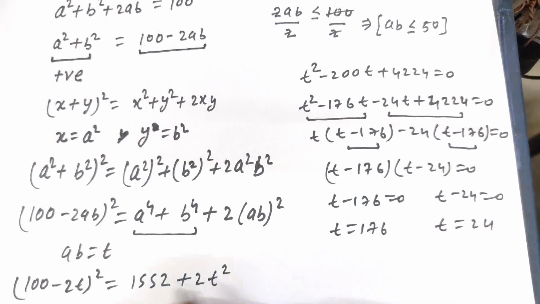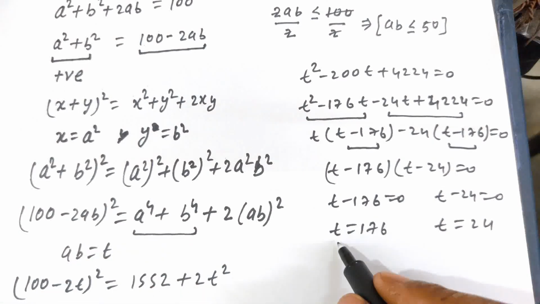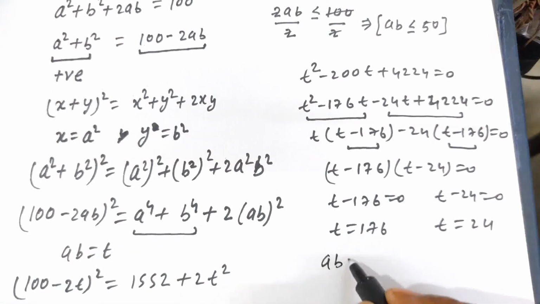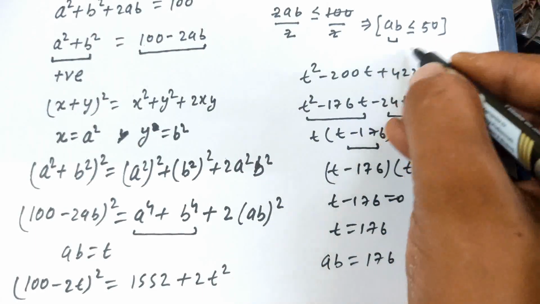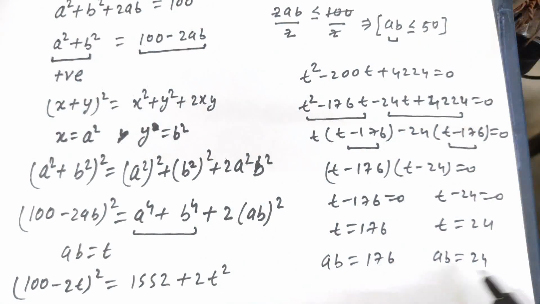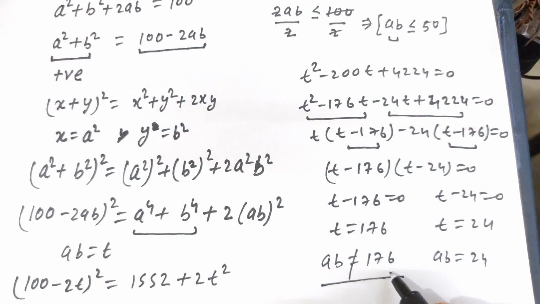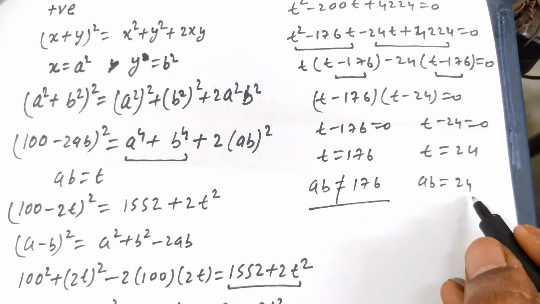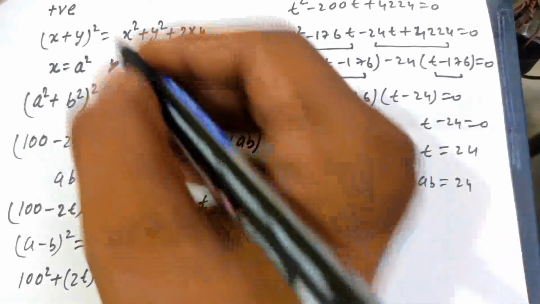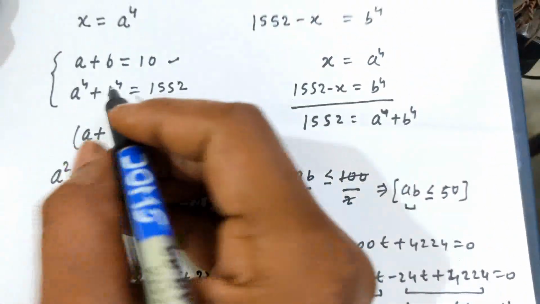And we know that the value of t is a times b. So this t is replaced by a times b, which is equal to 176, and this a times b is equal to 24. And we know that a times b is less than or equal to 50. So this value is neglected, because a times b is always less than or equal to 50. So a times b cannot be equal to 176. So here a times b is equal to 24.